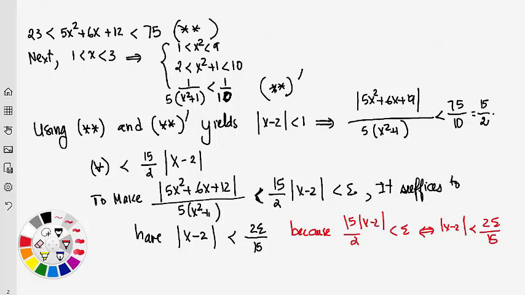So there are essentially two restrictions to make. You have this restriction, and then we have this restriction. As long as we have those two restrictions in place, then we can make the distance between the rational function and 4 over 5 less than epsilon. So for everything to work, we'll choose our delta to be the minimum of 1 and 2 epsilon over 15.